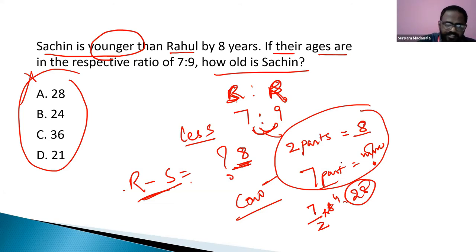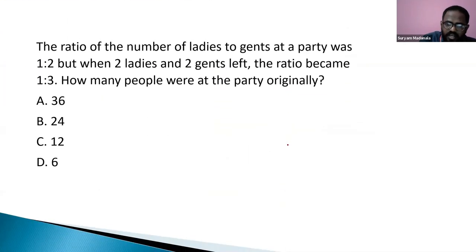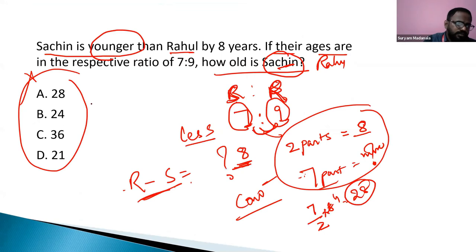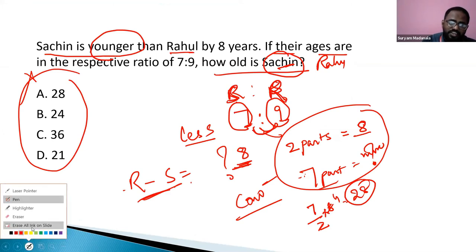Why have we taken 7 instead of 9? Because they're talking about Sachin's age, and we know that Sachin is 7 parts. If they would have asked Rahul's age, we would have counted 9. Clear now? Do you want this to be explained again? Thank you very much for your compliment. I will take it as a compliment.